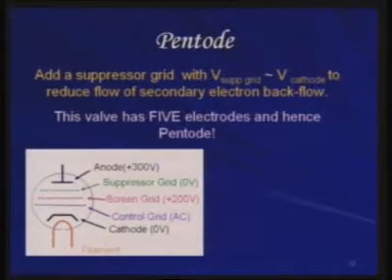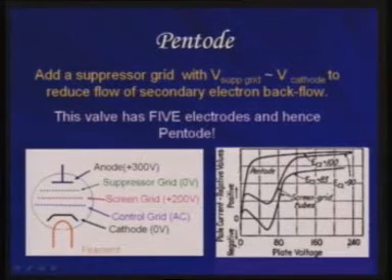And in this particular case we have this suppressor grid at 0 volts. Since this 200 volt screen grid has now been isolated from the 300 volt anode by this additional suppressor grid, there is no chance of the secondary electrons coming and hitting the screen grid. And so if you see the characteristics of the pentode, I have shown you all 3 here.